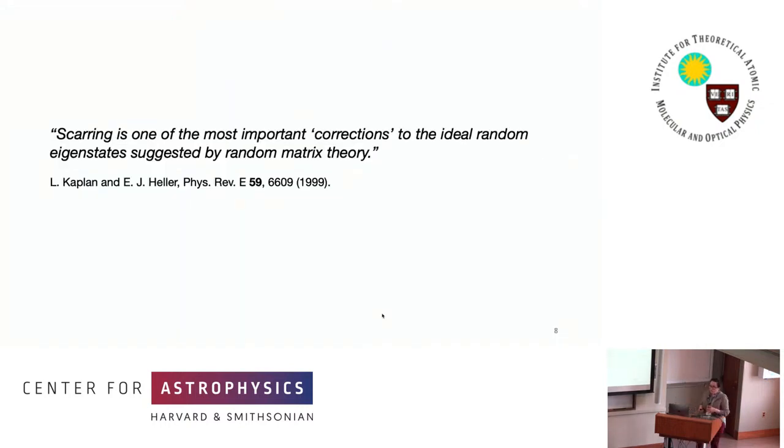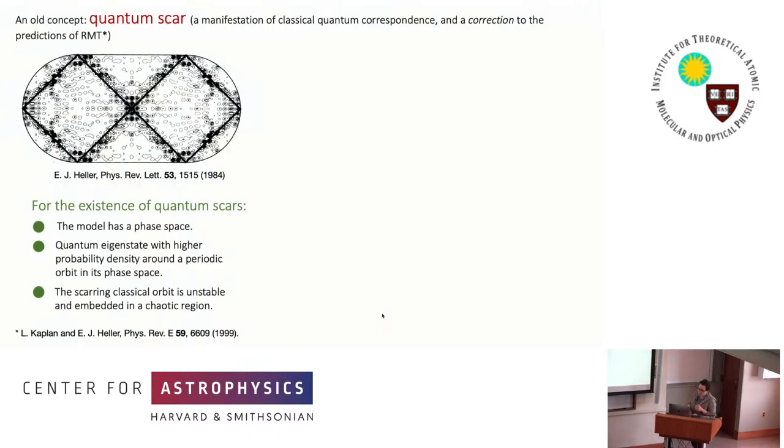Okay, so now I'm going to pivot, and I'm going to tell you about one of the most important corrections to the ideal random eigenstates, which we've been talking about and which is suggested by the random matrix theory. One of the most important corrections is quantum scars. All right, so a quantum scar is a quantum eigenstate with an enhanced probability density around a periodic orbit.